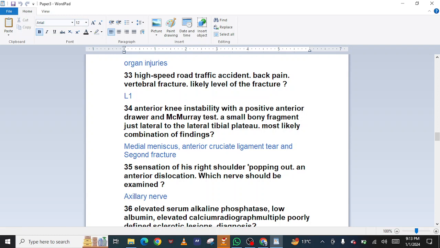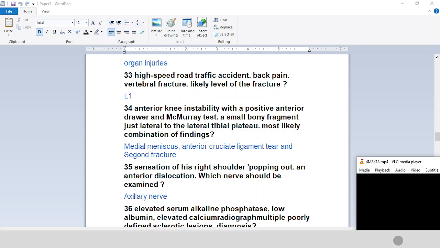35. Sensation of his right shoulder popping out. An anterior dislocation. Which nerve should be examined? Axillary nerve.